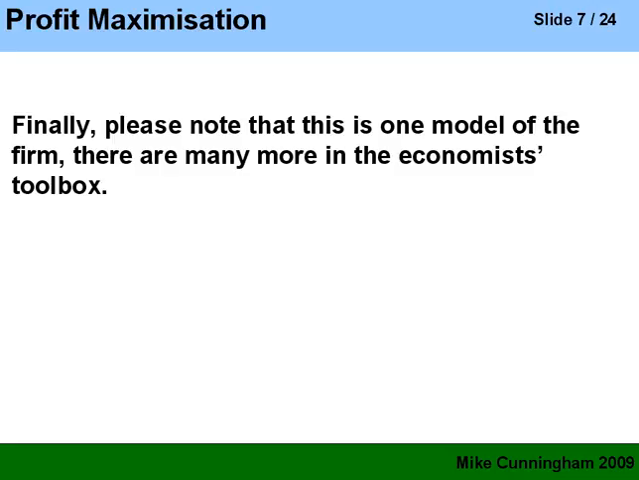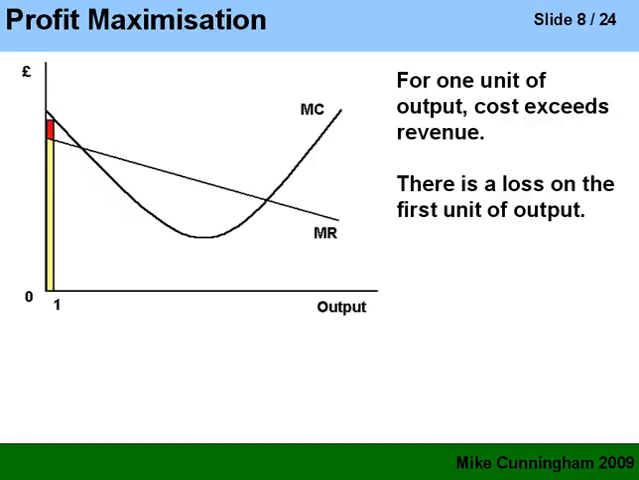Having said all of that, let's have a look at the model itself. Let's start with a diagram. Let's say we have marginal costs and marginal revenue, and there are videos on marginal costs and marginal revenue which you can have a look at. So let's say we've got these two curves here, and let's say we produce one unit of output. Now, as you can see, the marginal cost exceeds the marginal revenue.